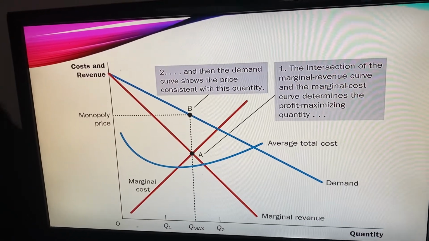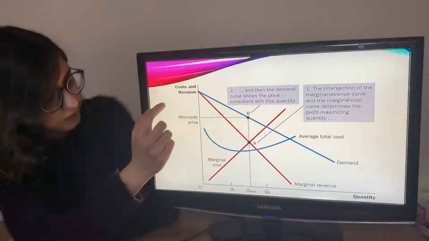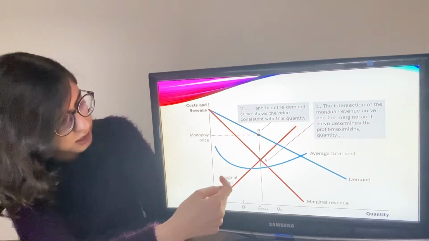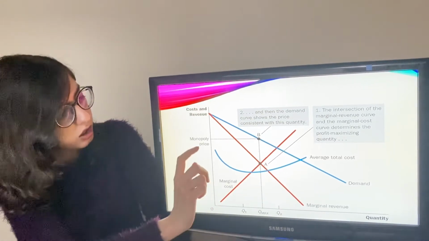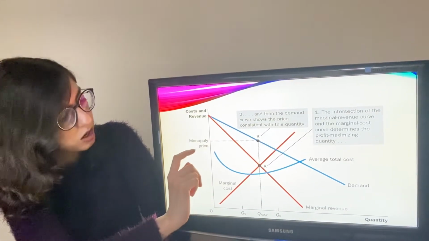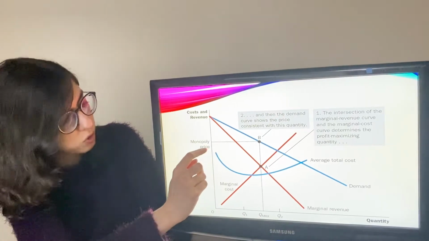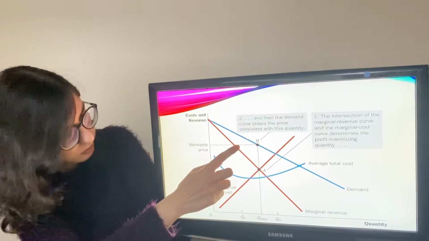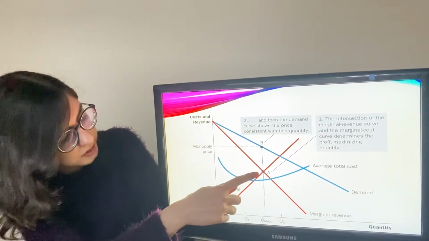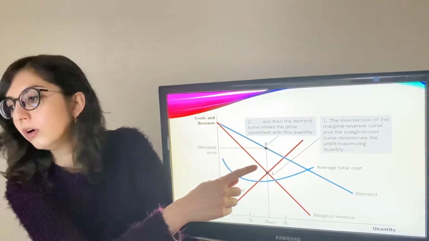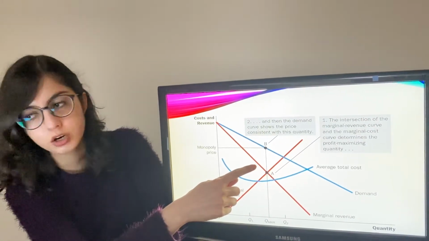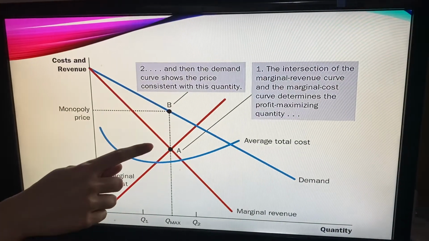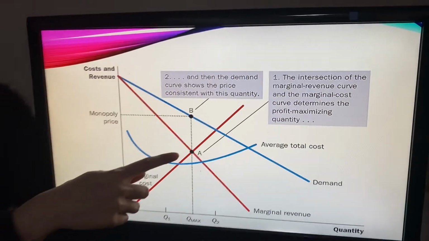Here you see the graph. This line is demand and this line is marginal revenue. And we also have marginal cost and average total cost. Here you see the monopoly price. The demand curve shows us the monopoly price at point B. And you can see point A. We know the intersection of the marginal revenue curve and marginal cost curve determines the profit maximizing quantity, as we see in point A.